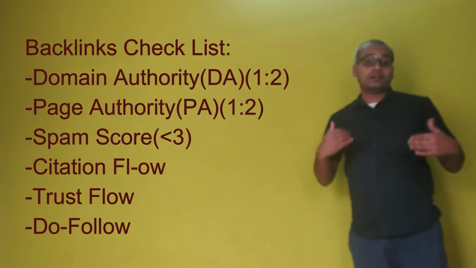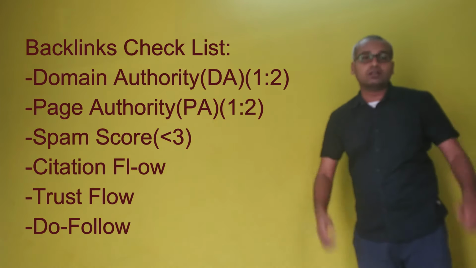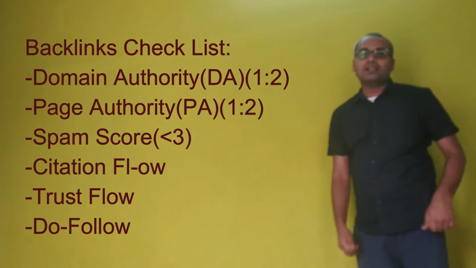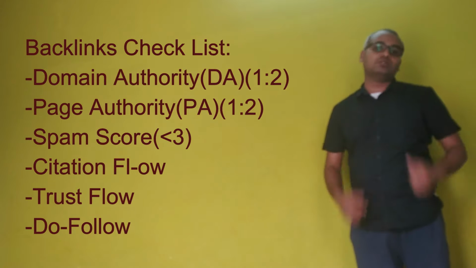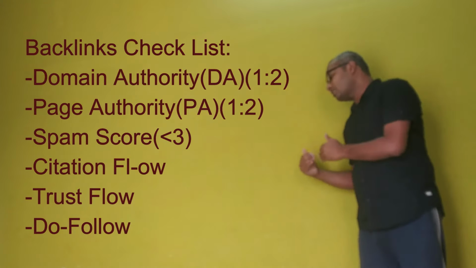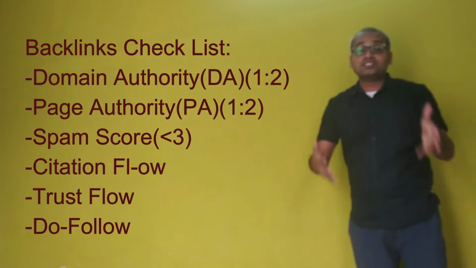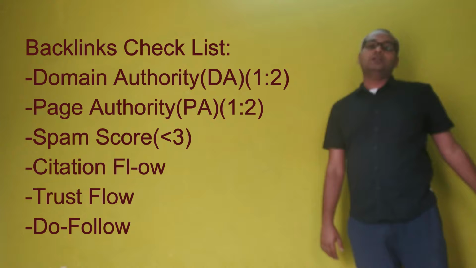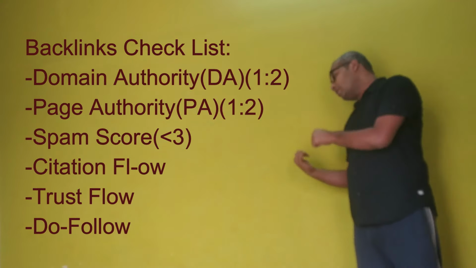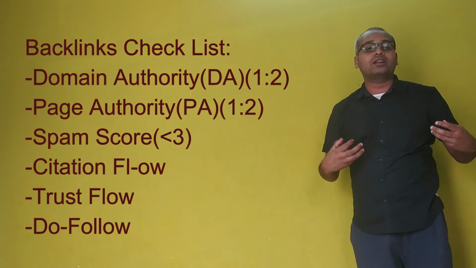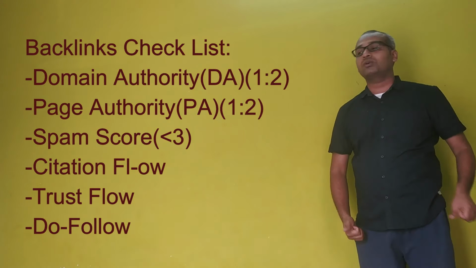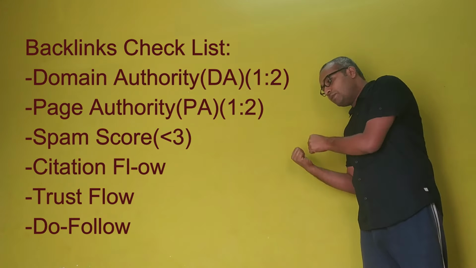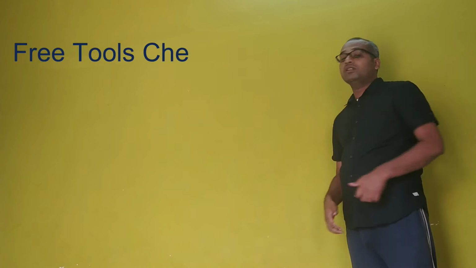For citation flow and trust flow, we can use another open source tool, which is Majestic. This is the Majestic tool, which helps you find the citation flow and trust flow of a particular website. Citation flow is nothing but the total backlinks linking to that website, whereas trust flow is the trust: high quality, high authority, low spam score websites linking to the page. This is a website which I checked using the Majestic tool, and you can have a look at it.